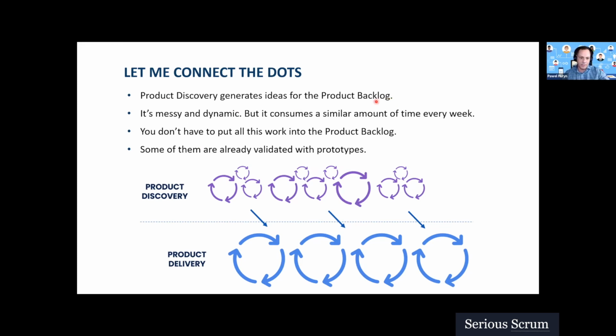We only want to test the riskiest assumptions. So product discovery generates ideas. Some of them are tested, others maybe not tested. And this is the source of ideas for the product backlog. Product discovery is messy and dynamic.